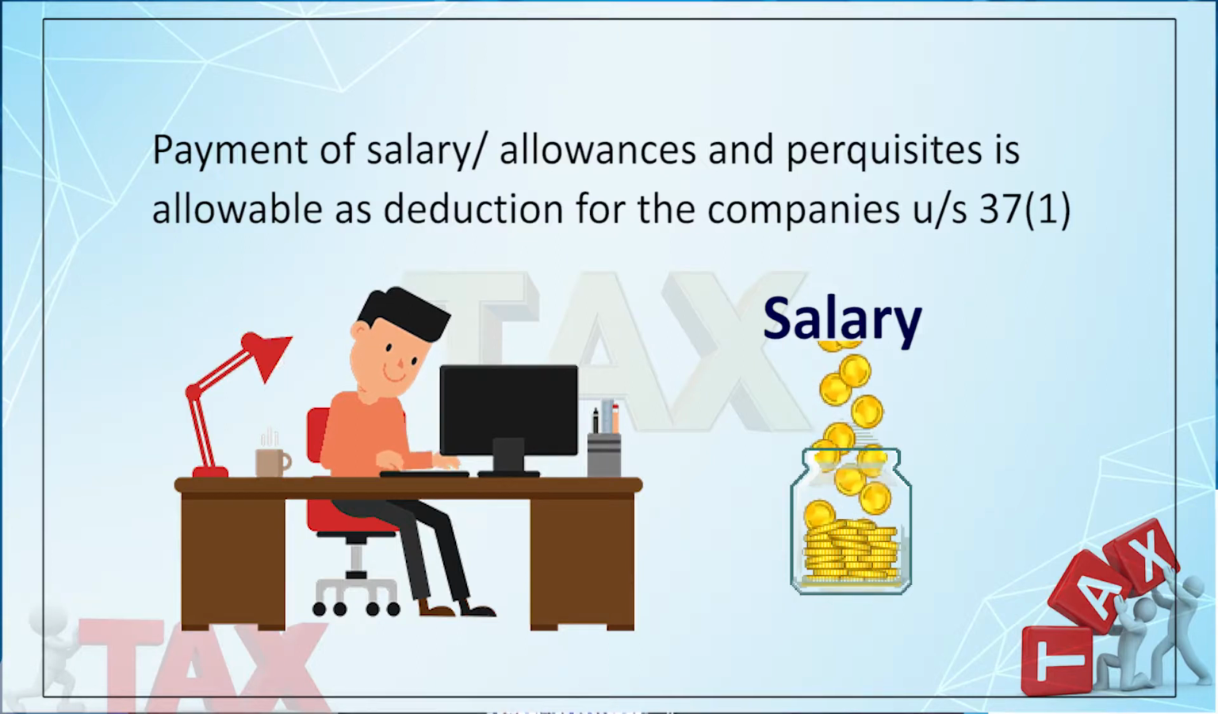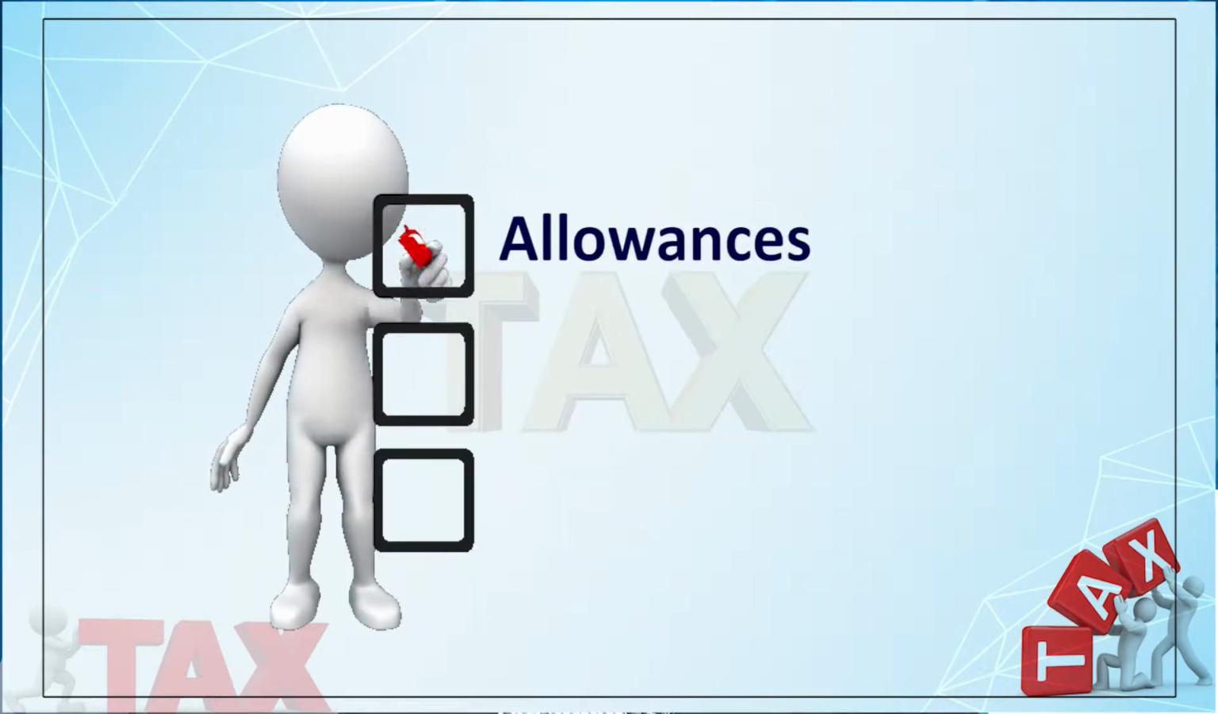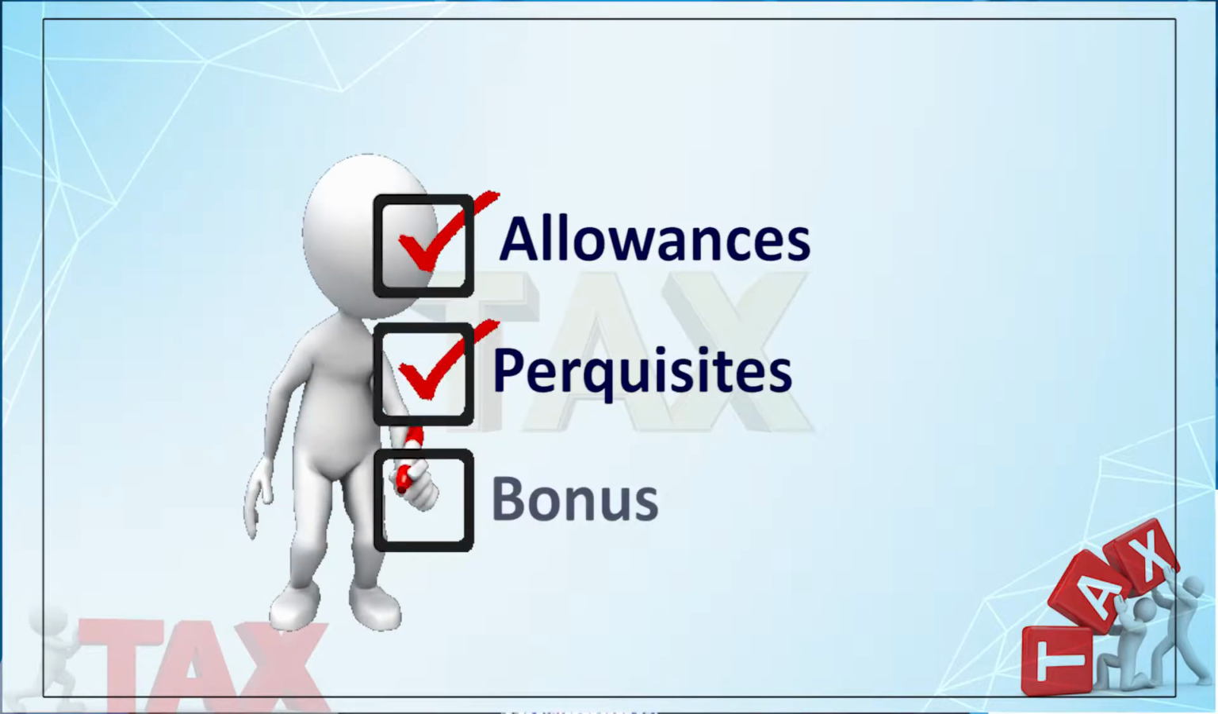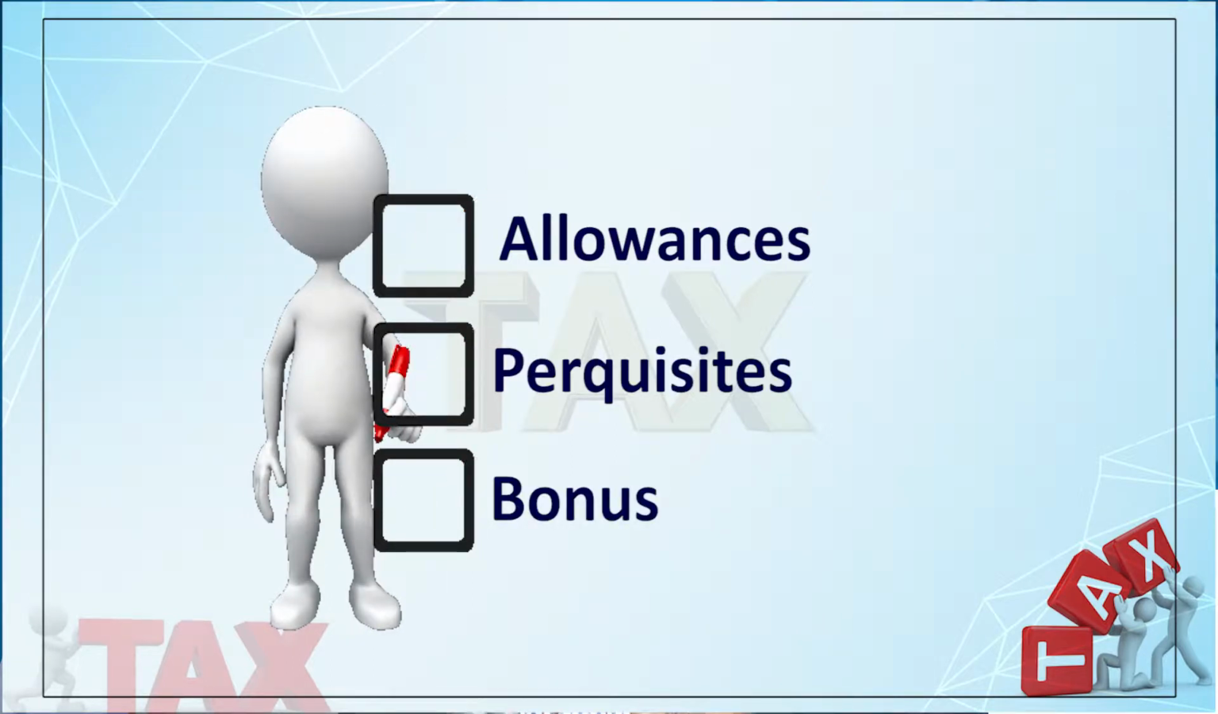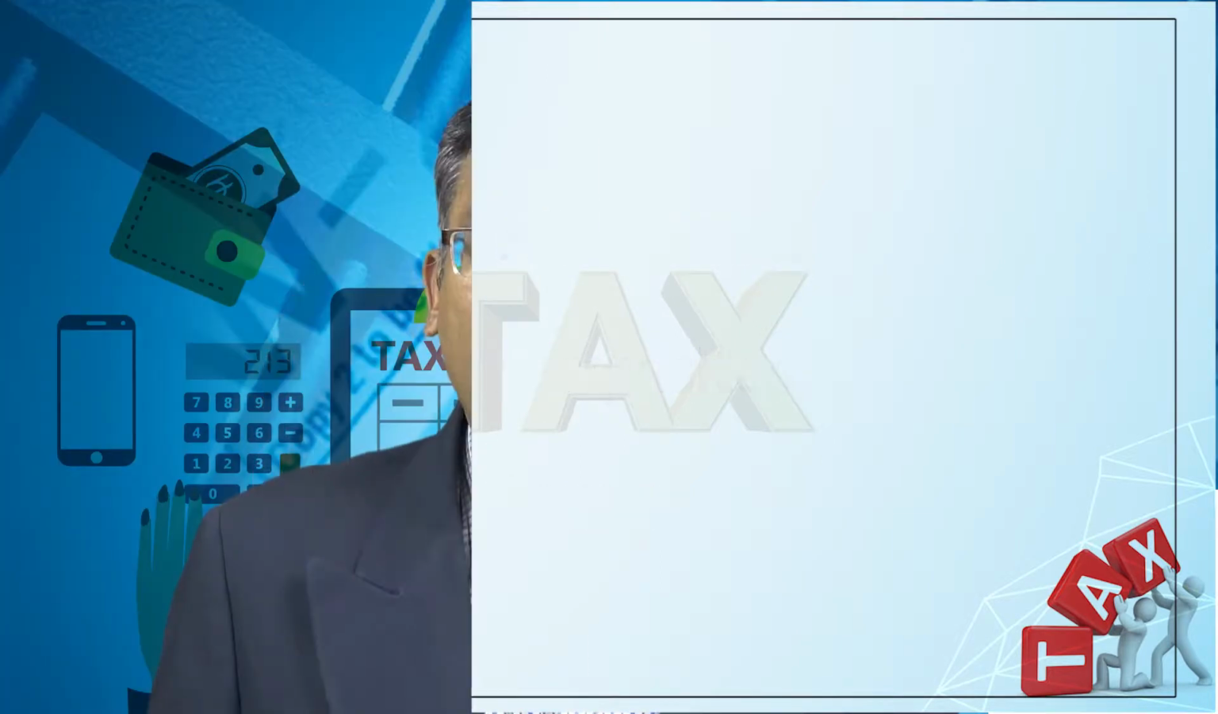I have told you it may be allowances, it may be perquisites, so many things, it may be bonus. So, all the components, if taken together as salary, are allowable as deduction under section 37(1) in the hands of the assessee, in the hands of the company who is paying the amount to run its business. So, the company is allowed a full deduction on account of salary, allowances, perquisites, bonus paid or payable to its employees. So, a judicious remuneration structure is to be selected by the company.